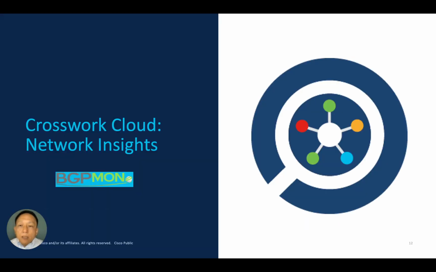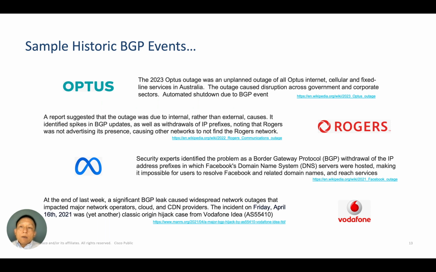Okay, so let's jump in a little bit deeper on Crosswork Cloud Network Insights. The predecessor is BGP-Mon. If you're familiar with that, this should be very easy for you to comprehend. Want to share some historical events, right? Some of these are not necessarily BGP events. I think the one over here is Meta. They suffered a prefix withdrawal, so they went out, even though the network internally is all working fine.